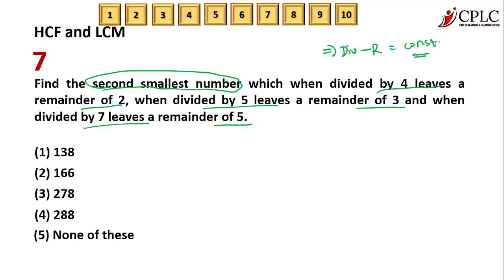You can verify that, because in the first case we are dividing by 4 and we get a remainder of 2. So 4 minus 2, the difference is 2. When we divide by 5, we get the remainder 3. Again, the difference of 5 and 3 is 2. And lastly, when you divide by 7, you get a remainder of 5. So again the difference between those two is 2. So it is a constant difference between the divisor and the remainder. So this is the other type, the second type of question that can come here.